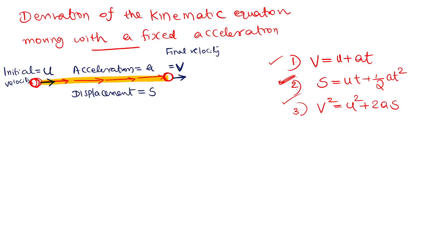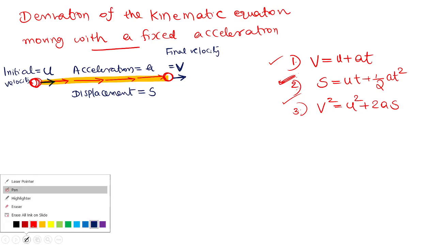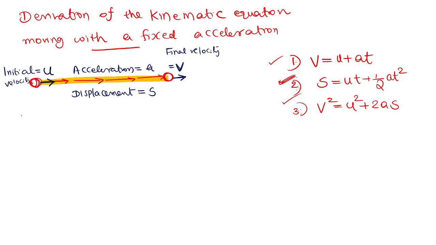Body was initially moving with the velocity u. Finally it is moving with the velocity v. During that period it has got a displacement s. Its acceleration is a. I am going to derive the first formula, v equal to u plus at. Proof of the formula v equal to u plus at.